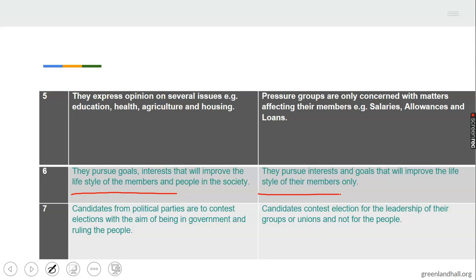And the last one, political parties. Candidates from political parties contest elections with the aim of being in government and ruling the people. But the reverse is the case when it comes to pressure groups. Candidates contest election for the leadership of their groups or unions and not for the people. So you can see the differences between the two. They are not the same.